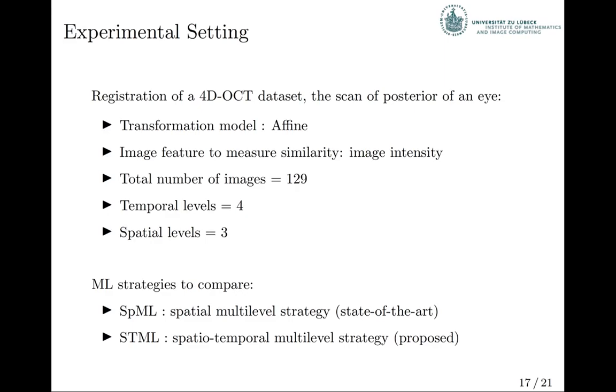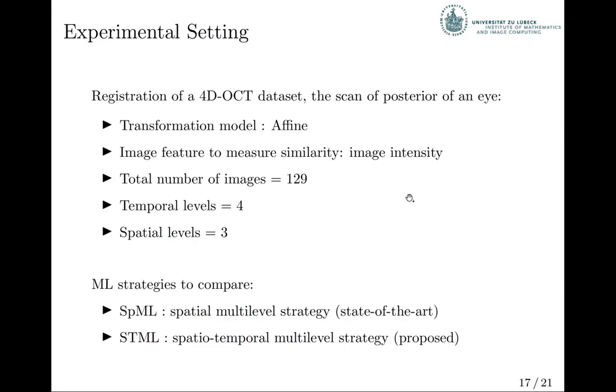In order to show the effectiveness of our strategy, we are performing the registration of a 4D OCT dataset. We are mainly focusing on the affine deformation, which seems to be good enough for this dataset. In order to measure the similarity, we use image intensity as a feature. We have 129 images. We define 4 temporal levels. So we start the registration with 17 images. Then we go from 17 to 35, then 65, and then 129. We define three spatial levels.